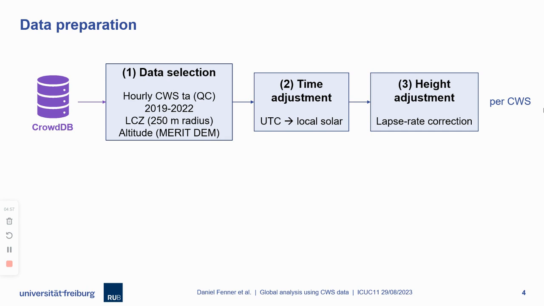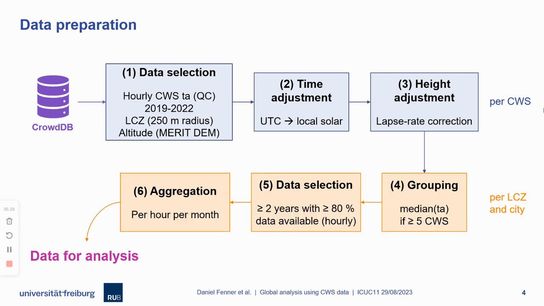So what are we doing with the data? First, we select data points according to the local climate zones. We assign the mode class, and then we filter for some minimal fraction of the specific climate zone according to the similarity in the surroundings. Then we do some time adjustment to local solar time. We do some height correction using just a standard atmosphere and the geometric lapse rate. And then we group the data.